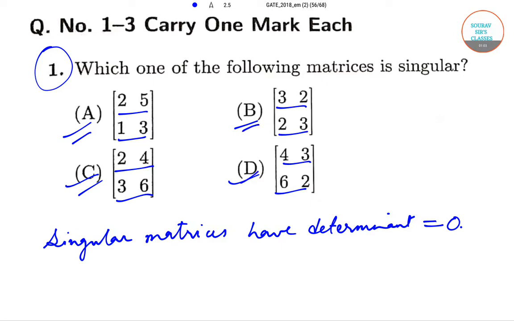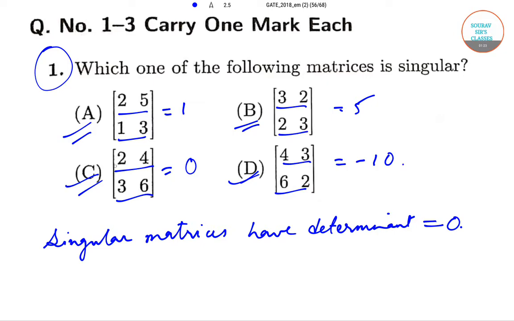The determinant of the first matrix is 2 into 3, 6 minus 5, that is equal to 1. Determinant of the second matrix is 3 into 3, 9, 9 minus 4, that will be equal to 5. And determinant of the third matrix will be 2 into 6, 12, 12 minus 12, that is 0. And the determinant of the fourth matrix is 8 minus 18, that will be equal to minus 10.